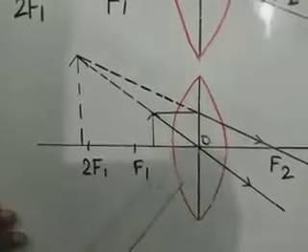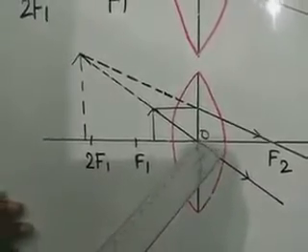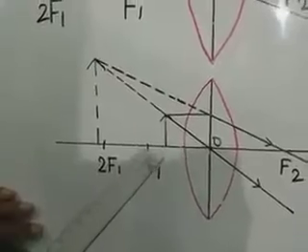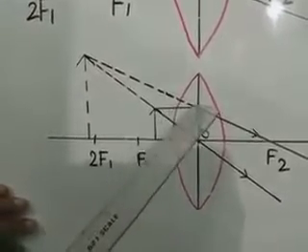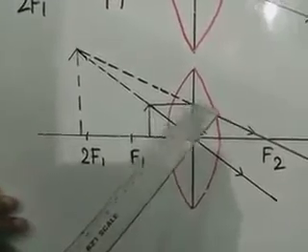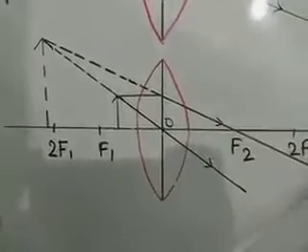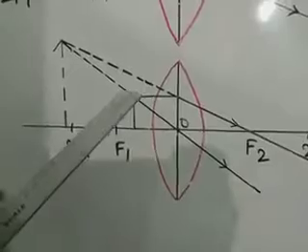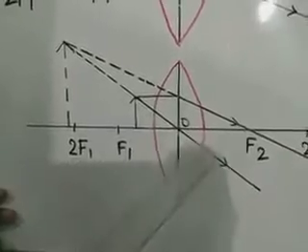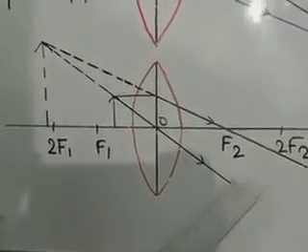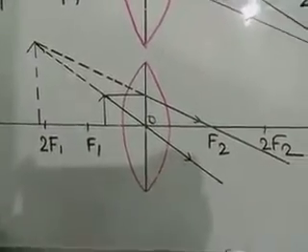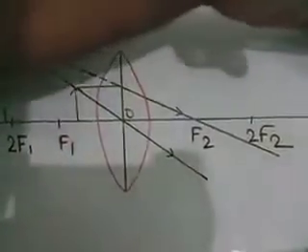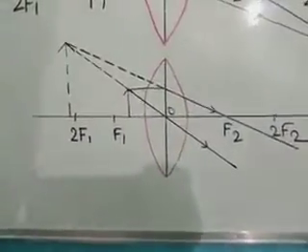In the last case, when the object is placed between the optic center and the principal focus, one ray will be parallel to the principal axis. After refraction, it will pass through the principal focus, and the second ray will pass through the optic center without changing its direction. Both the rays after refraction will diverge, so they will never meet each other.